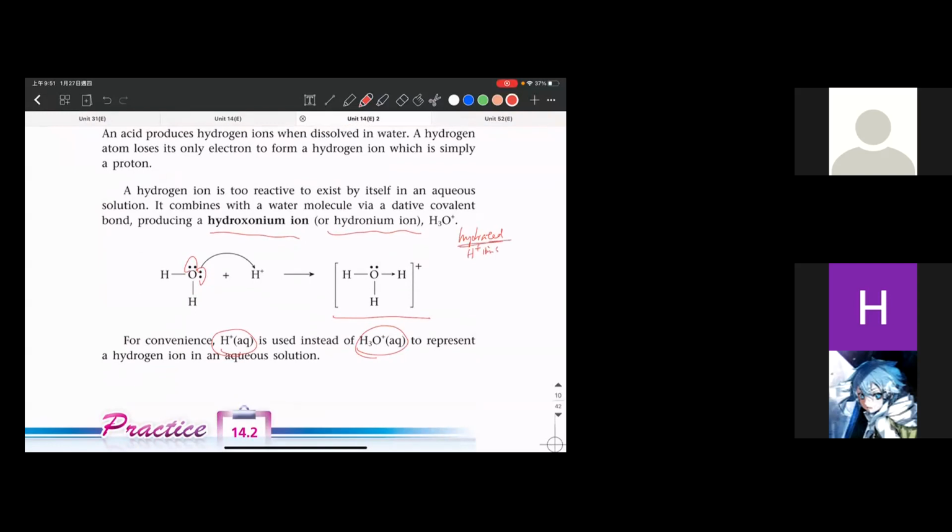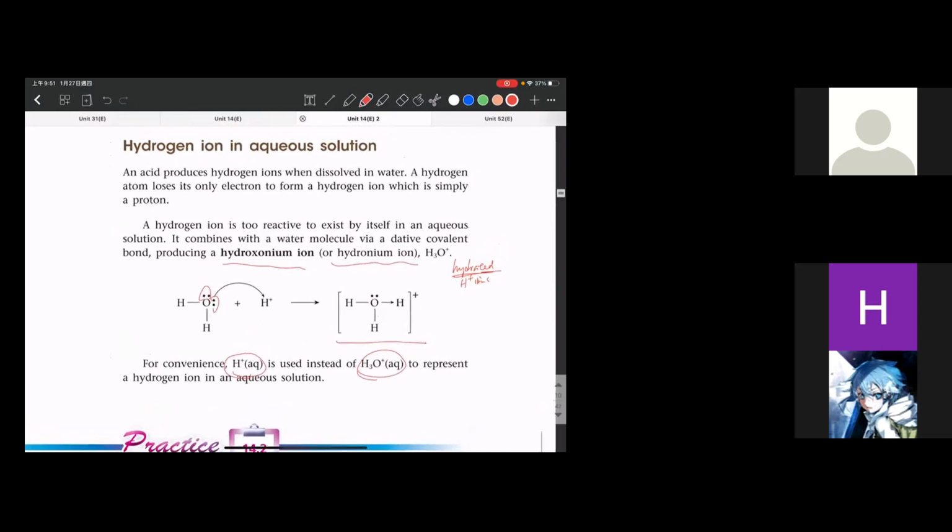Hydrated means surrounded by the water molecules. Okay, the water molecules surrounding them, so surrounding the hydrogen ion. Okay, you get my point.